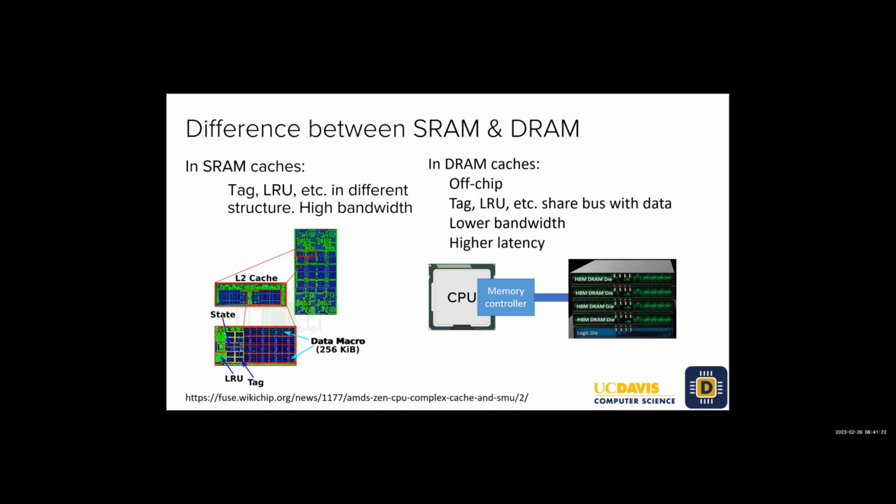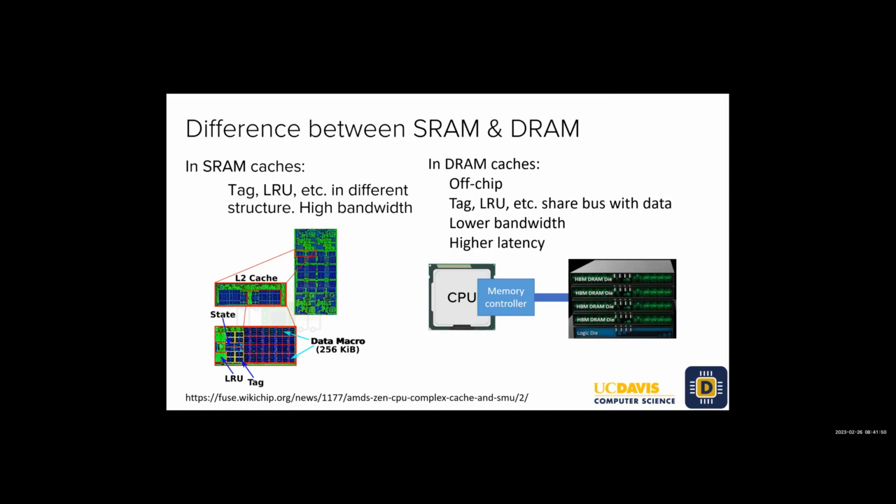The tag and the LRU and all this metadata actually share the same data movement system, the same bus as the data. So if you want to check a tag, you have to give up some bandwidth to your data in order to check that tag. On top of this, just generally the bandwidth is lower to these memories, and the latency is much higher to go access DRAM than to access SRAM, or a particular SRAM array.